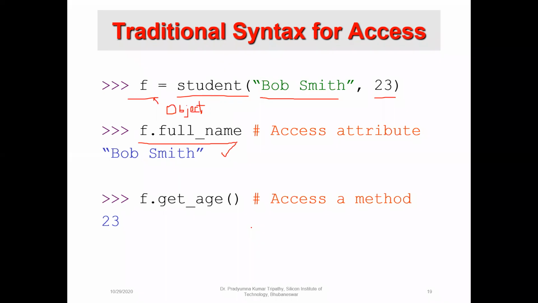But usually in C++ or in Java, the default scope is private. Attributes are generally kept in the private section. You may keep them in public, but it is generally private. But here the default is public. So you can access those attributes and methods simply by using object.attribute name or object.method name.